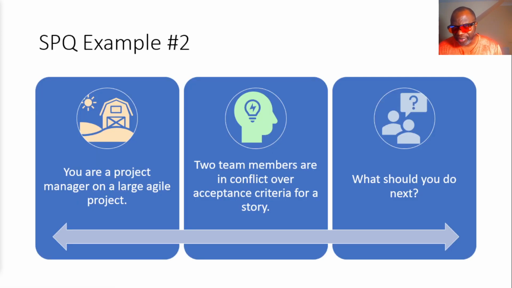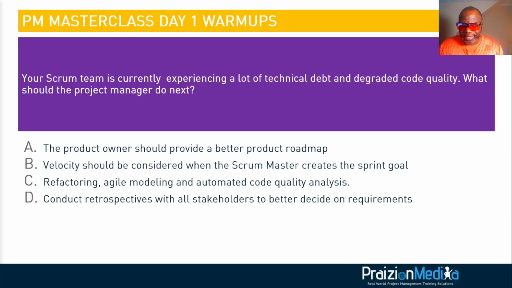Another example of how questions could be written. You're a project manager on a large Agile project. 2 team members are in conflict over acceptance criteria for a story. What should you do next? You know as a good project manager what you should do, right? You got to facilitate conflict resolution. Don't solve the conflict. Facilitate it. You want to choose an answer that espouses the Agile mindset, the servant leader mindset, courage, and all of those other Scrum values. Moving on to the next thing here.